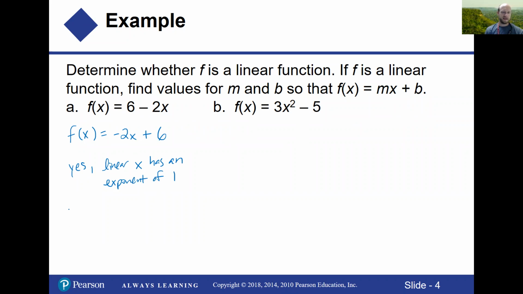And then the m value, what is the m value? Well, the m value is just the number or the coefficient in front of x. So -2. So the slope is -2 on this line. And the y-intercept is 6. Now, generally, for a y-intercept, right, what would this line kind of look like? Let's just review a little bit.